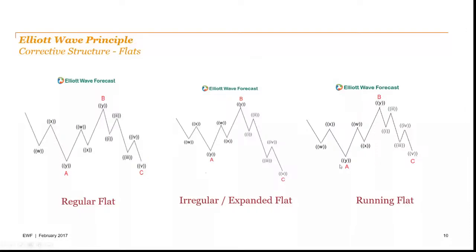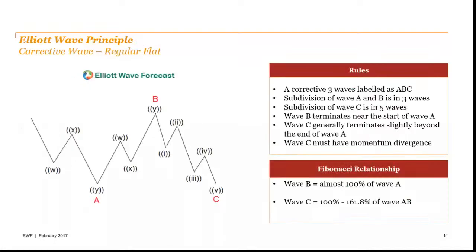Alright, so that's the 3 different types of flats. And then let's take a look here. This is the regular flat. Again, like I said, it's 3 waves, and then another 3 waves. The B almost retests the beginning of the A, and then you got 5 waves in C. So it is 3 waves, which is a corrective structure labeled as an ABC. Then the subdivision of A and B is in 3 waves, and then the C is in 5 waves, and then the B terminates near the start of the wave A. Wave C generally terminates slightly beyond the end of wave A. Wave C must have momentum divergence.